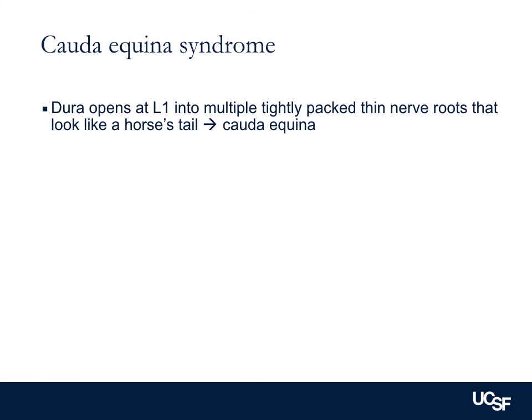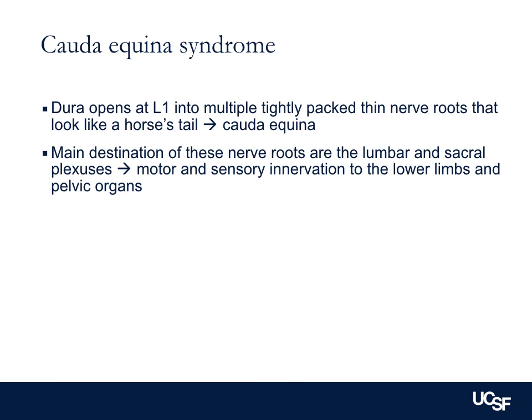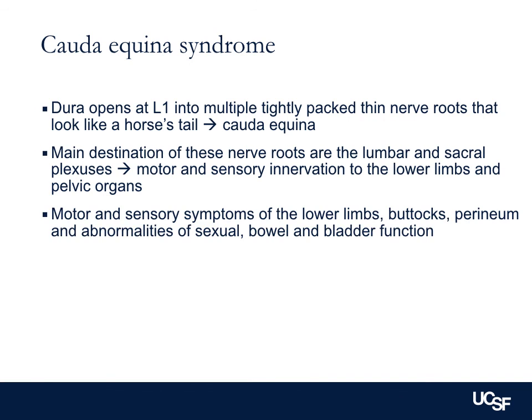So cauda equina syndrome. Basically the dura opens at L1 into multiple tightly packed thin nerve roots that look like a horse's tail, that's why it's called cauda equina. And the main destination of these nerve roots are the lumbar and sacral plexuses, and these carry motor and sensory innervation to the lower limbs and pelvic organs. And motor and sensory symptoms of the lower limbs, buttocks, perineum, and abnormality of sexual, bowel, and bladder function often result.